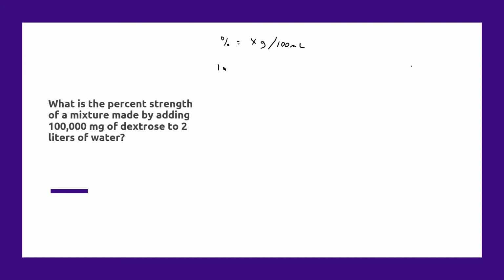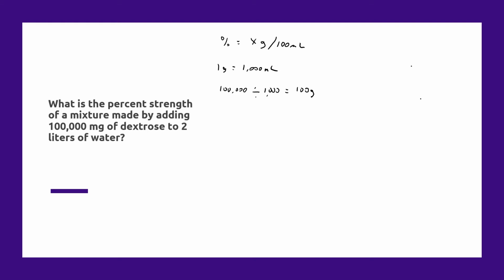So 1 gram is equivalent to 1,000 milligrams. To convert milligrams to grams, you simply divide by 1,000. So 100,000 divided by 1,000 is going to be equal to 100 grams. So that's our weight of dextrose that we're dealing with in grams.